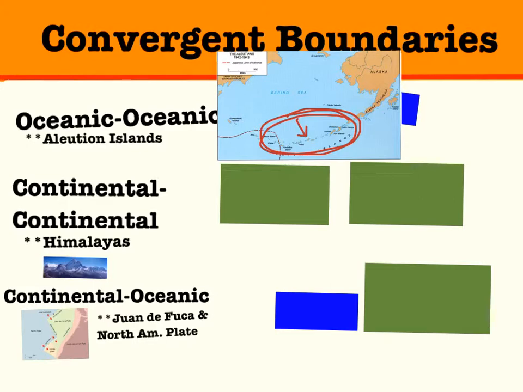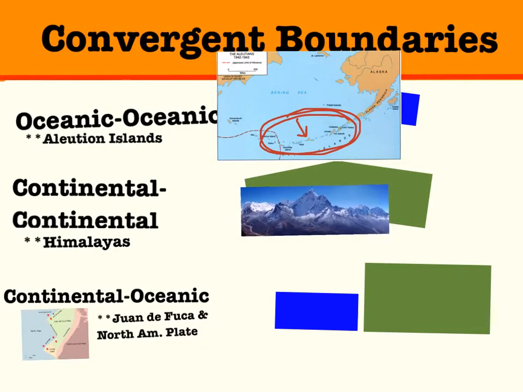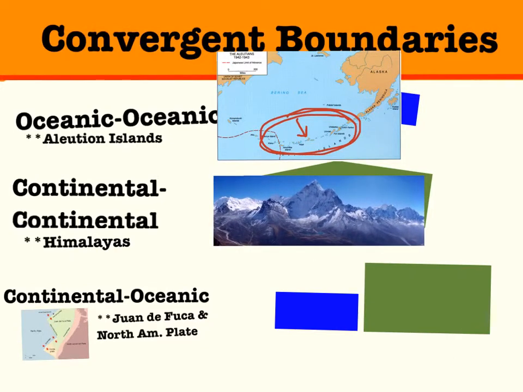In a continental-continental collision, the two plates come together and push up, creating mountains. Volcanoes can also happen at these places. The Himalayas were formed by continental plates coming together and pushing up, creating a mountain.